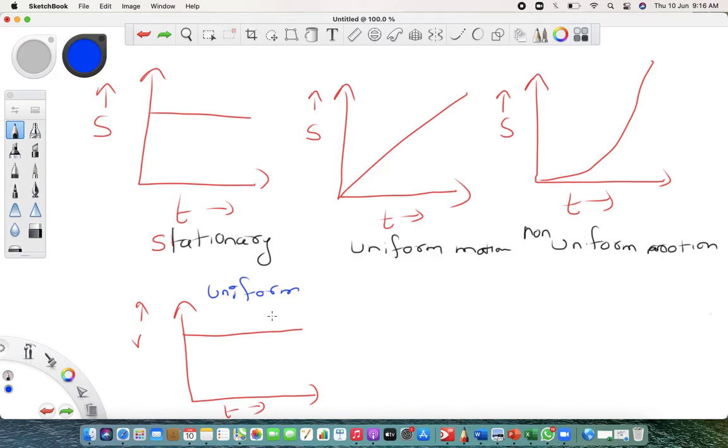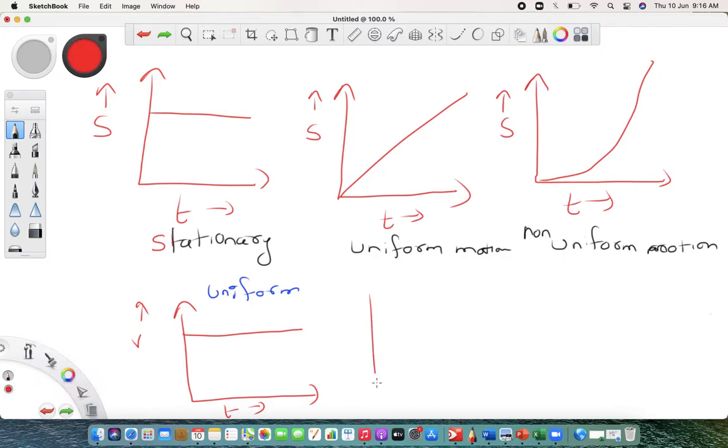Here the graph tells you that it is a velocity versus time graph. So the velocity is not increasing but the time is increasing, hence we say it is a uniform motion. But what if I draw like this? What if I draw a graph like this where this is velocity and this is time? Now what do you think this can be? This is uniform accelerated motion.